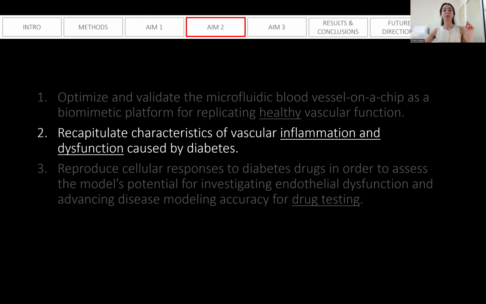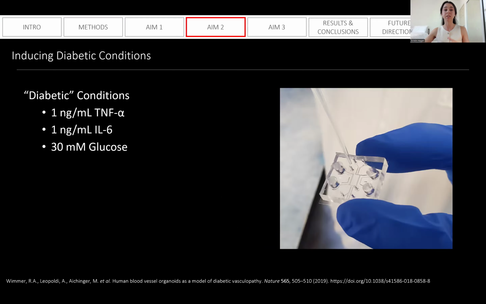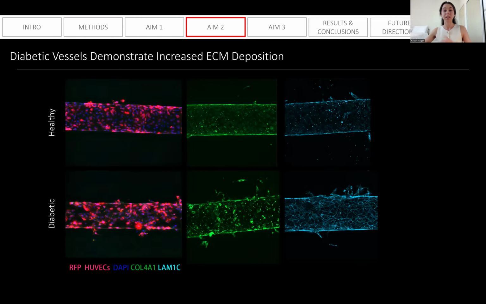The second aim is to recapitulate the characteristics of vascular inflammation and dysfunction that are caused by diabetes. We induce diabetic-like conditions by adding pro-inflammatory cytokines, TNF-alpha and IL-6, as well as a high concentration of glucose. Then we looked for different symptoms of diabetes that you would see in a person on the chip. One example is basement membrane protein deposition. We saw higher expression and deposition of collagen and laminin in diabetic vessels, and this models how the cells, when they're inflamed, deposit extra basement membrane protein as they prepare for remodeling.